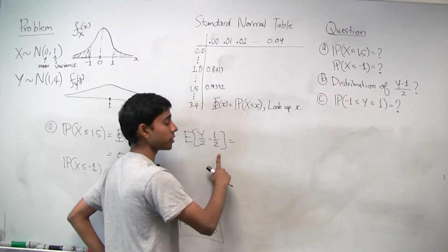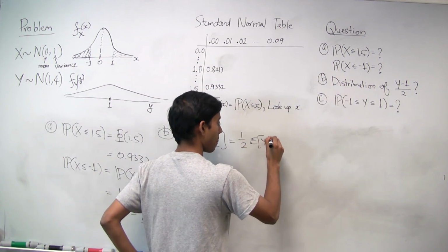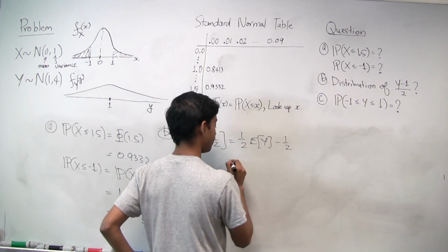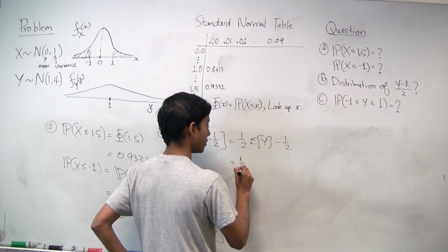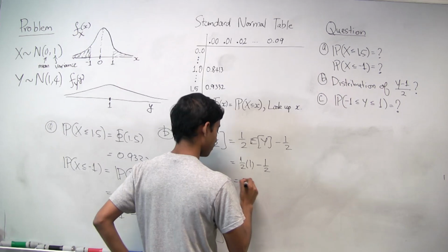The expectation operator is linear, and the expectation of y in this case is 1, so that's going to be 0.